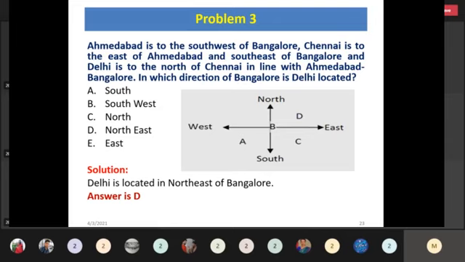So once again, I'll read out the problem. Ahmedabad is to the southwest of Bangalore. Chennai is to the east of Ahmedabad and southeast of Bangalore. And Delhi is to the north of Chennai, in line with Ahmedabad and Bangalore. In which direction of Bangalore is Delhi located? The options are A, south, B, southwest, C, north, D, northeast, and E, east. As far as the solution is concerned, Delhi is located in the northeast of Bangalore. So the option is D, northeast.